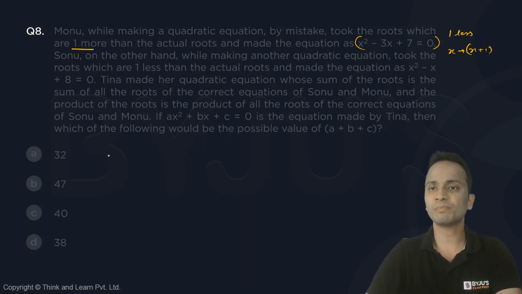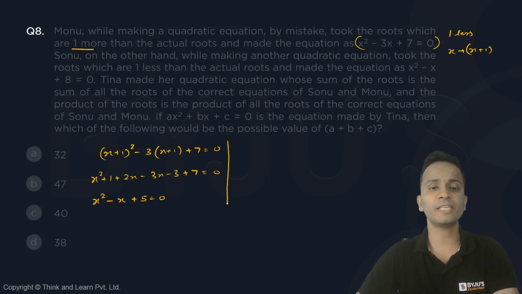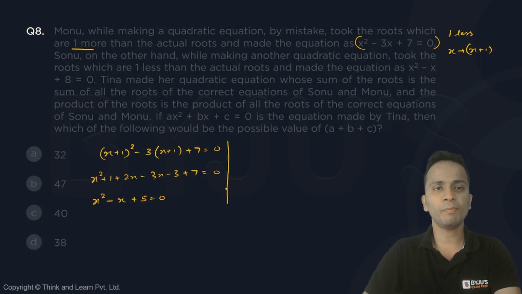After doing substitution I will get (x plus 1) square minus 3 times (x plus 1) plus 7 equal to 0. Simplifying, you will get x square plus 1 plus 2x minus 3x minus 3 plus 7 equal to 0, and x square minus x plus 5 equal to 0. So this is the first correct equation to be obtained by Monu.